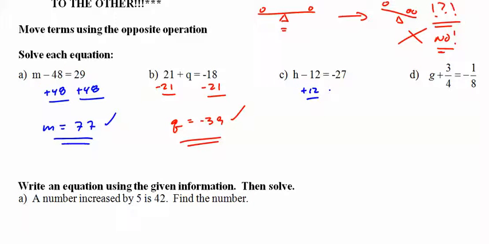Add 12 to both sides. You can start to see why we got into the integer things previously. Negative 27 plus 12 is negative 15. Check it. It works.